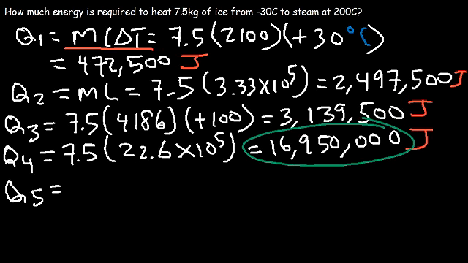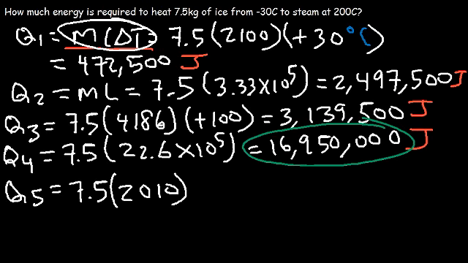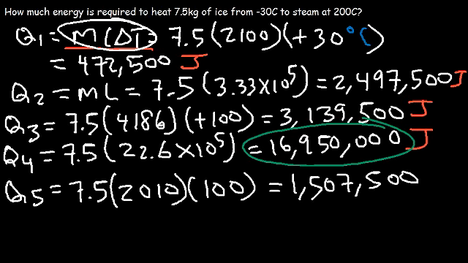Now, what about Q5? That's the energy required to go from 100 to 200 degrees Celsius while water is in the vapor phase. So we need to use this equation again. The specific heat capacity for steam is about 2010, and the change in temperature is positive 100. And so this is equal to 1,507,500 joules.